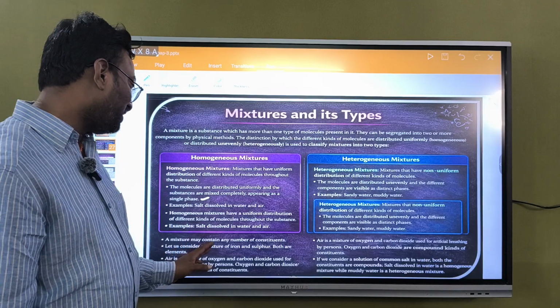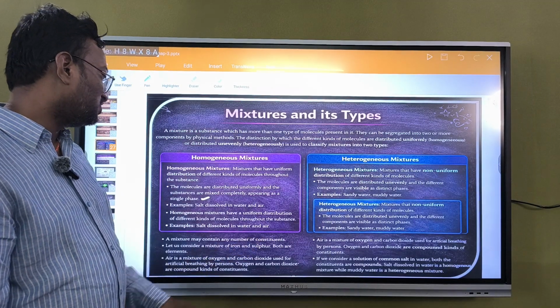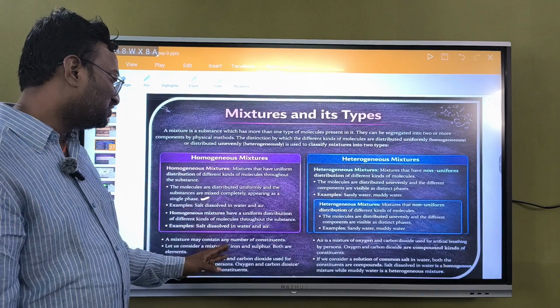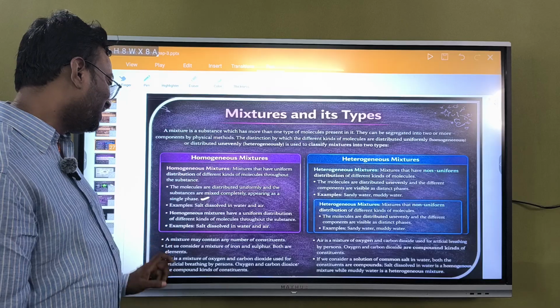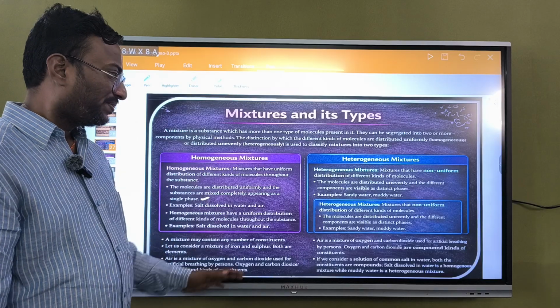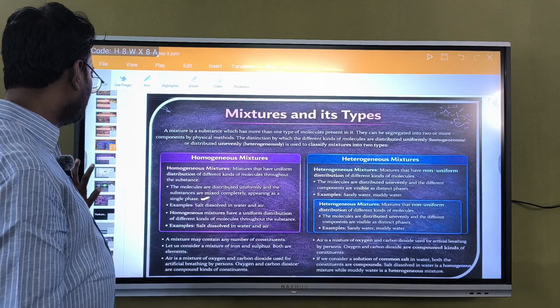A mixture may contain any number of constituents. Let us consider the mixture of iron and sulfur. Both are elements. We will discuss this in the next slide.